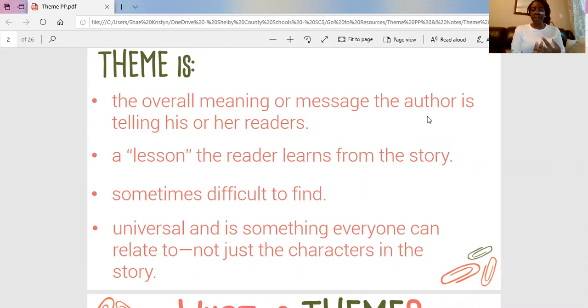The thing to remember about theme is that sometimes it is a little difficult to find, because you're looking for the lesson that the author learned in the story, but the lesson also has to apply to life. That means it has to be universal, and it has to be something that everyone can relate to and not just the characters in the story.